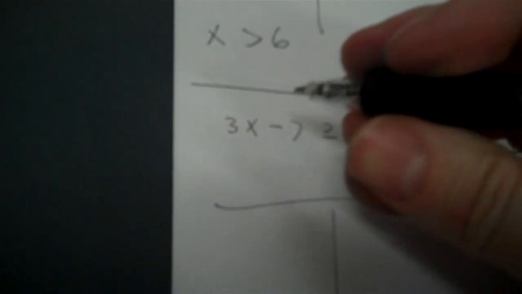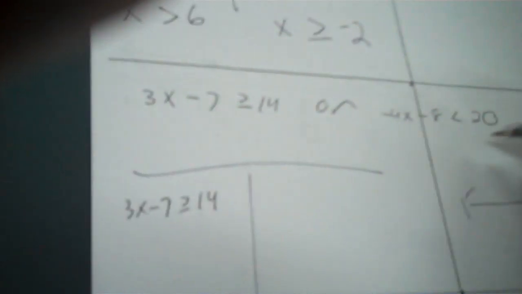Okay, my next one. So we've got 3x minus 7, the symbol, and 14. Here we have negative 4x minus 8, our symbol, with 20. So x has a multiplying number of 3. I circle that, but there's no negative in that circle, so the sign stays the same.